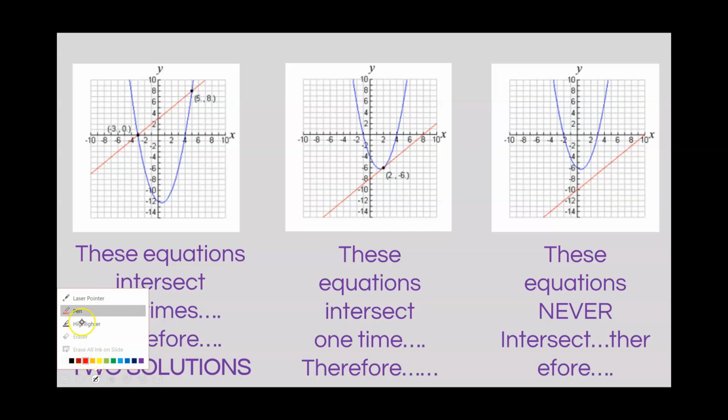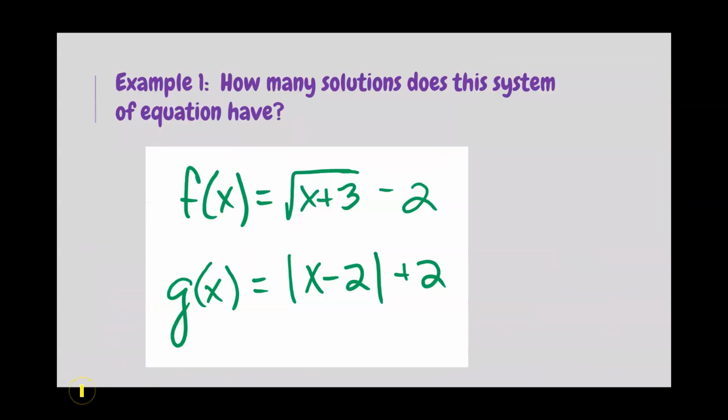You can have one where it only intersects once, so that's only one solution. And then you can have it where they do not touch at all. See this huge gap? They do not touch at all, so there's no solution. If your two graphs do not intersect, you're going to put no solution. Okay? All right, so we're just going to start some examples.